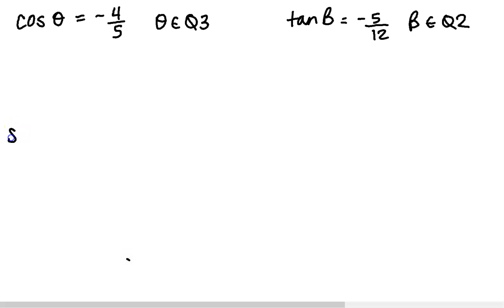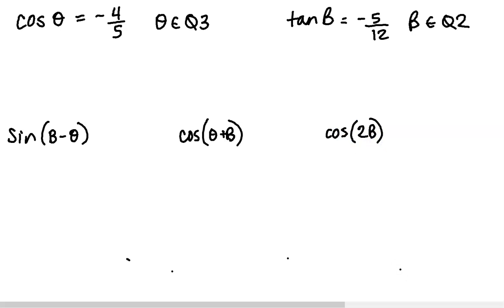I'm going to ask you to do the sine difference. So we'll do, careful, beta minus theta. We'll do that one. We'll do cos of theta plus beta. We'll do cos of 2 beta, and we'll do sine of 2 theta. So I'm going to do quite a bit. Then we'll do half angles because they're the hardest. Okay, so let's do the first guy.